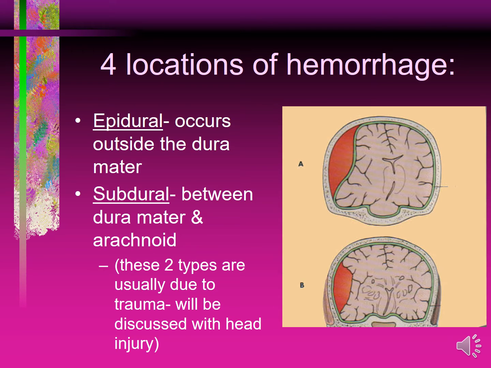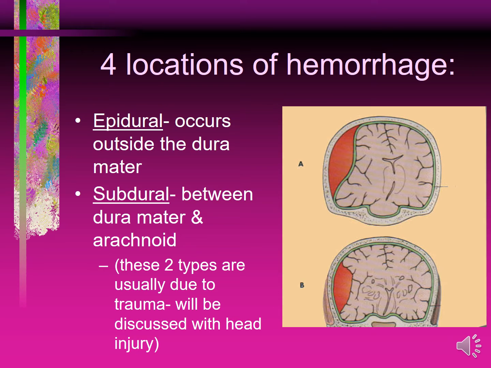Now, there's 4 locations where these hemorrhages can be formed, and you have to think about the layers. If you were starting on the outside of the skull and working your way in towards the center of the brain, that's how we're thinking of these locations. So the epidural hemorrhage is between the skull and the outermost membrane that covers the brain, the epidural membrane. So right in between, here's the skull, and here's the membrane that covers the brain, the outermost layer of the brain.